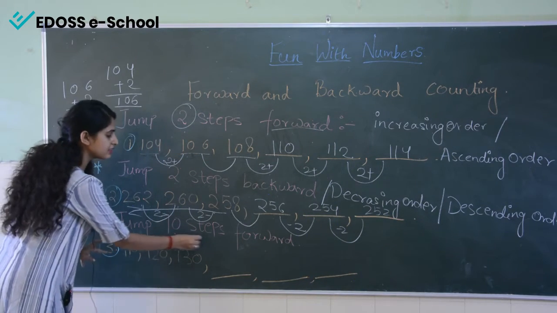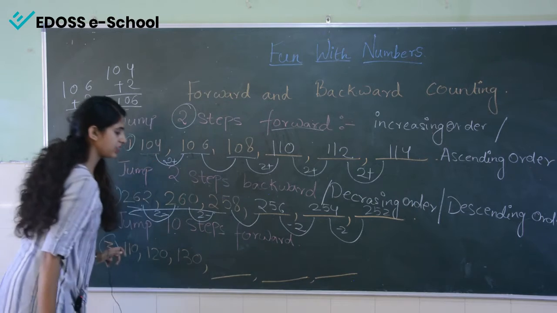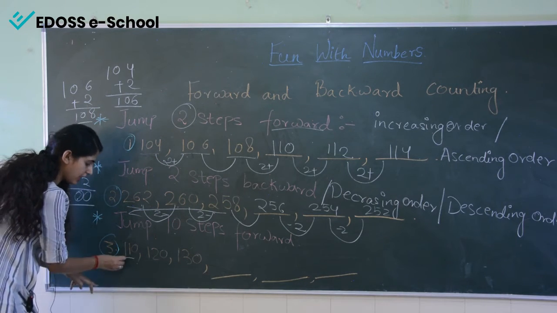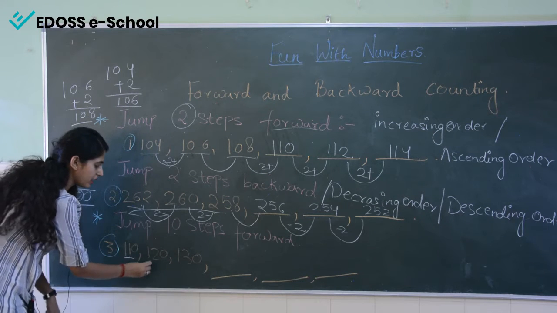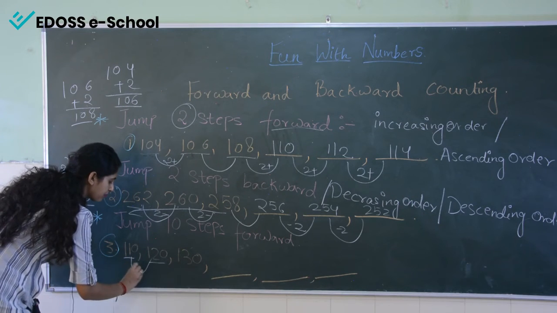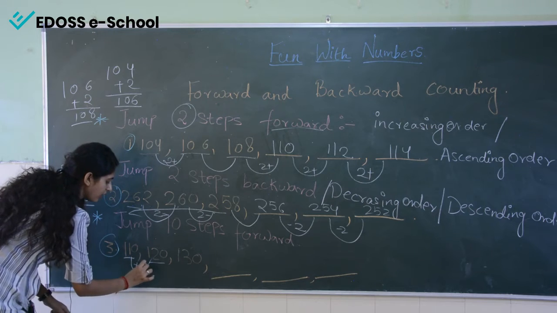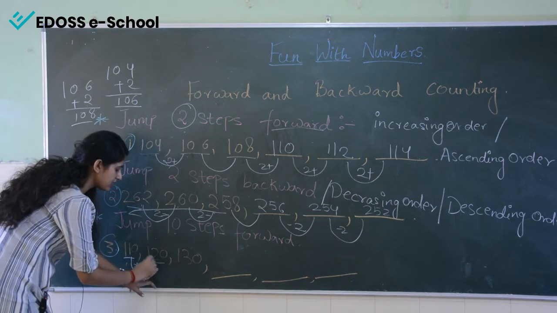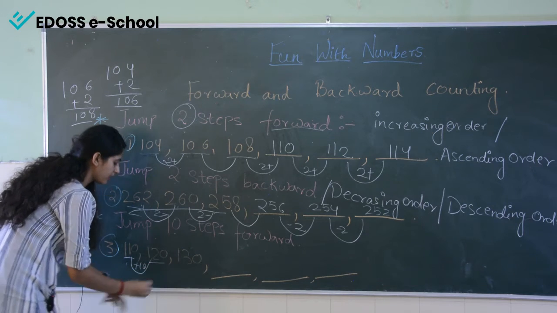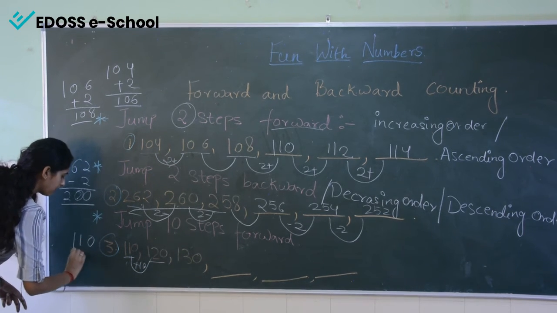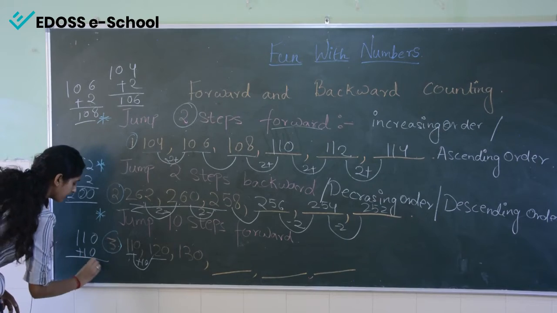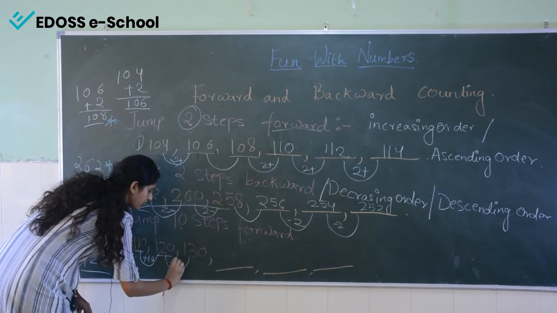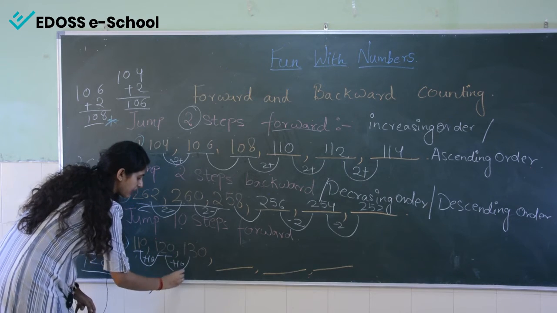Now see the next question. Jump 10 steps forward means increasing order. So numbers are increasing here. 110, 120. It means the gap is of 10 numbers. So here 10 numbers are increasing. So 110 plus 10 is equal to 120. If I add 10 to this number, 120 plus 10 is 130.